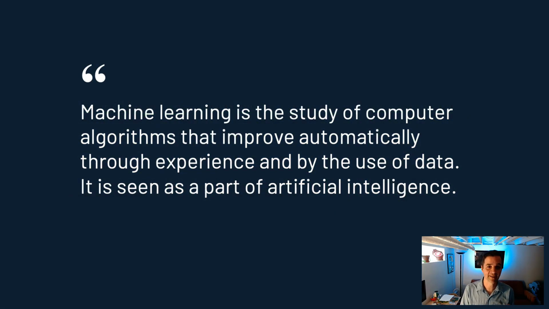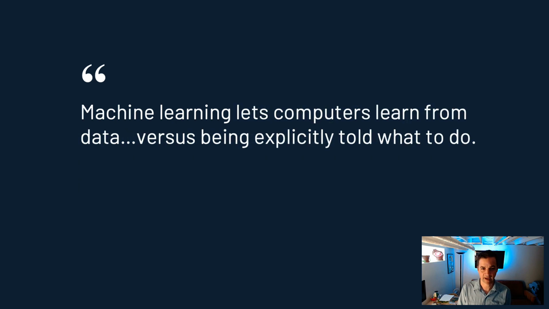So I knew I'd have to do at least a little bit of research, and so I started my ML journey by reading quotes like this. Machine learning is the study of computer algorithms that improve automatically, through experience and by the use of data. It is seen as a part of artificial intelligence. Okay, I kind of get it. Sounds a bit complicated though. And I'm kind of an idiot, so I sort of reframed that last quote into: machine learning lets computers learn from data versus being explicitly told what to do.